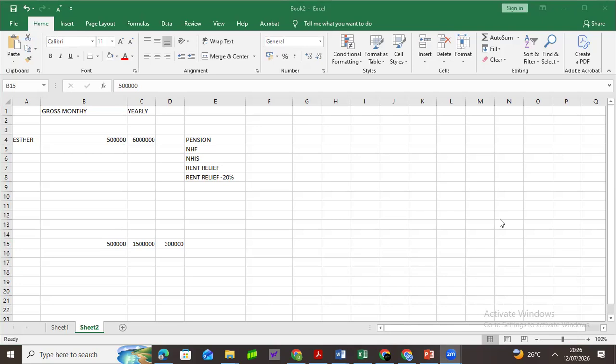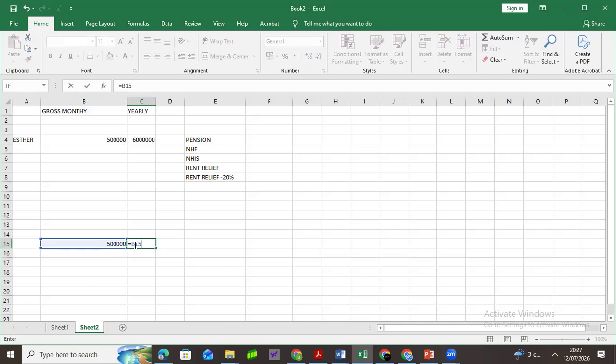Assuming our monthly salary is 500,000. So let's do it yearly. Your monthly gross, not net, is 500K. The only thing we're deducting now is the rent relief, because that's what the issue is. There are other deductions, but for now, let's just use rent relief. We are trying to get your tax. So 500K times 12, because we are calculating annually. So your yearly gross is 6 million naira.